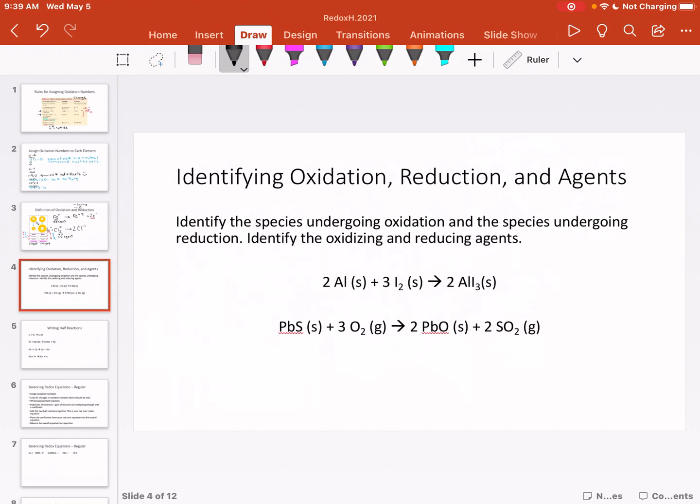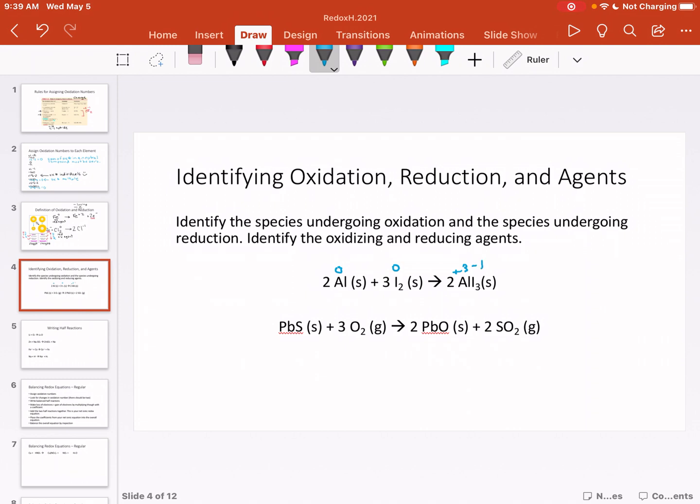So now let's practice. Let's identify oxidation, reduction, and all of our agents. In order to do that, it would be a good idea to record oxidation numbers for everybody. So our standalones here are 0 and 0. Aluminum is +3, and iodine is -1. Hopefully we can all see that.